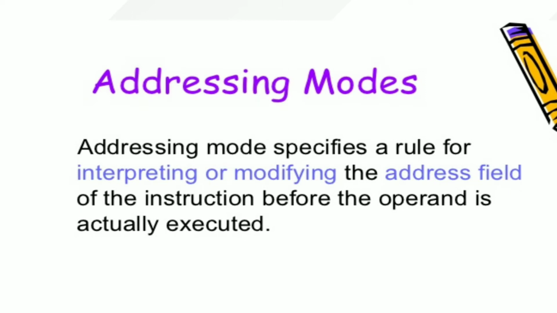Addressing mode specifies a rule for interpreting or modifying the address field of the instruction before the operand is actually executed. I want to read it out for you once again. The addressing mode specifies a rule for interpreting or modifying the address field of the instruction before the operand is actually executed.